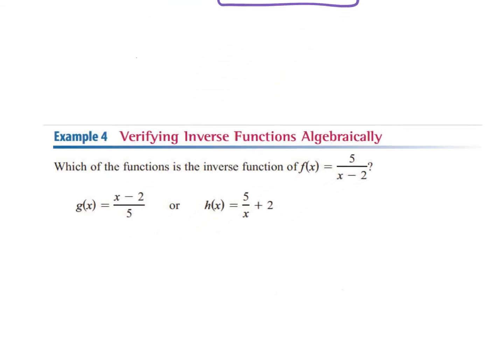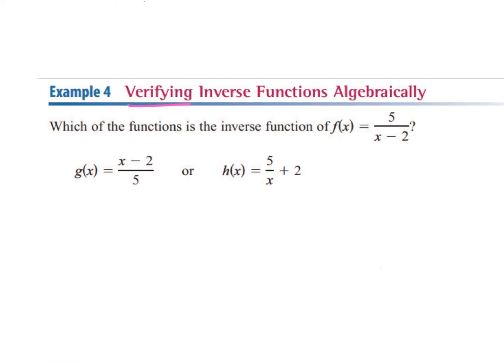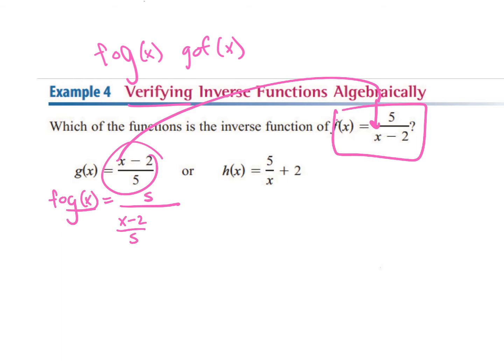In example 4, again, we are verifying our inverse functions, but it says which of the functions is the inverse of f. So I have to check f of g of x and g of f of x, and then I also have to do the same thing with h and check that one too. So let's check. f of g of x, g's on the inside, so g is going to go inside the x in f. So I have 5 over (5 over x minus 2) minus 2.